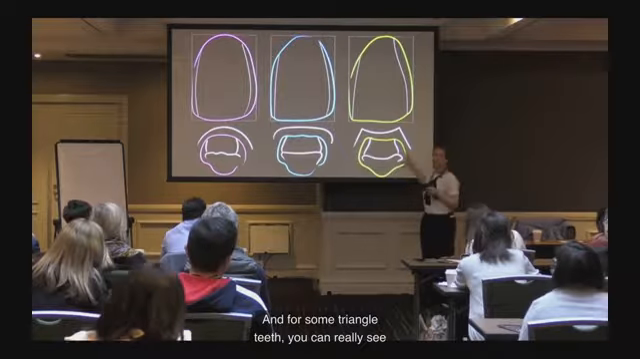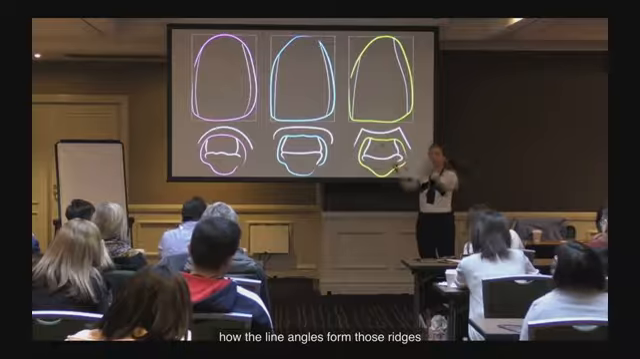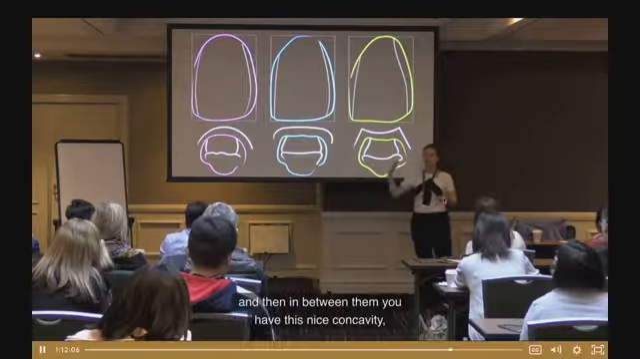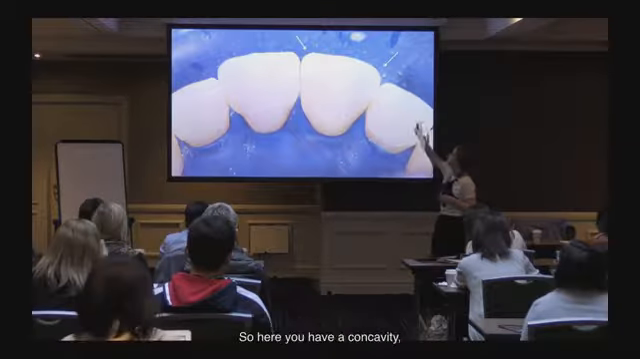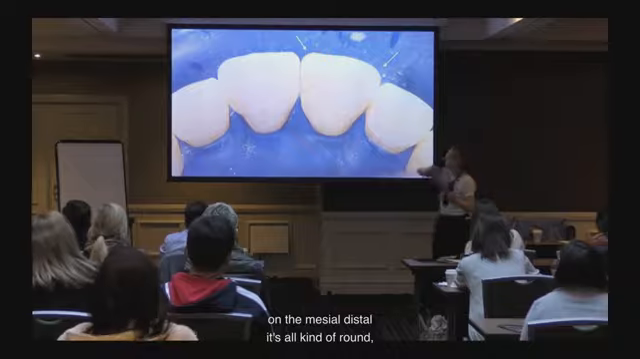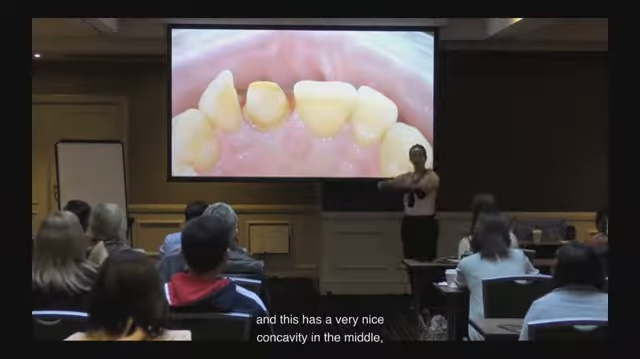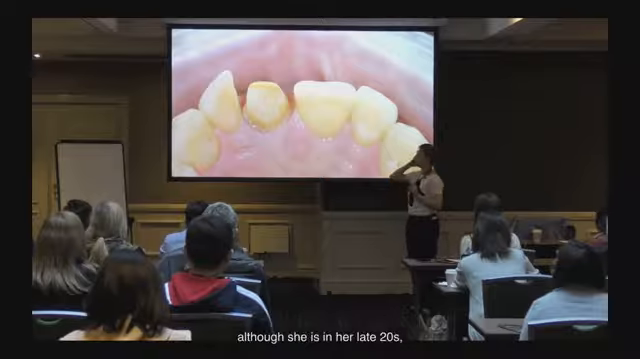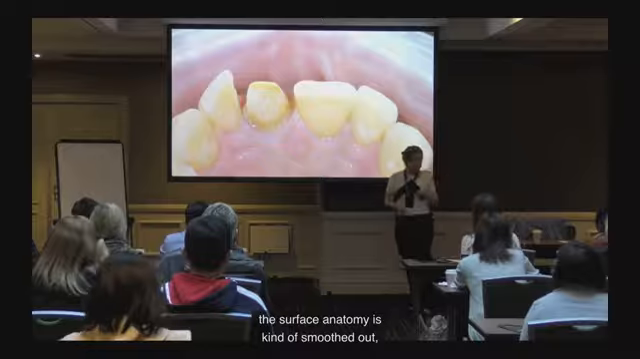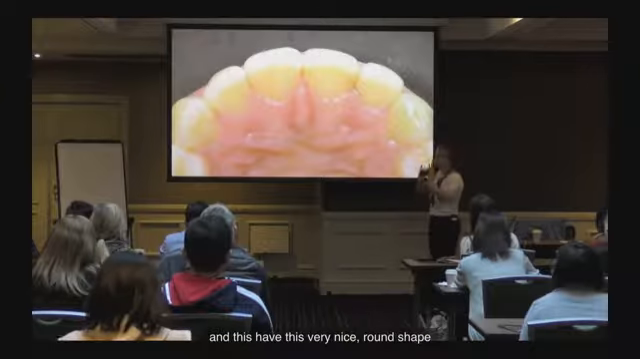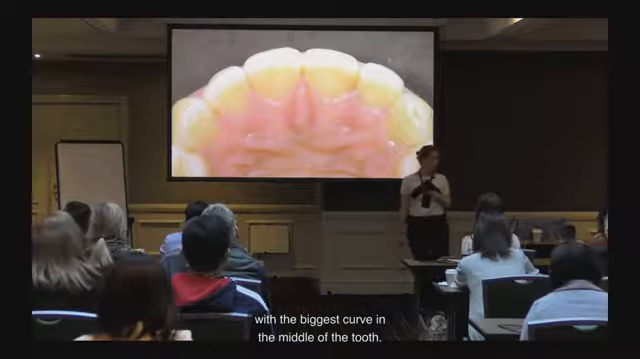And for some triangle teeth, you can really see how the line angles form those ridges, and then in between them you have this nice concavity. And it's very nice to see that in the natural dentition. So here you have a concavity on the mesial, distal is all kind of round, and this has a very nice concavity in the middle, although she's in her late 20s. The surface anatomy is kind of smoothed out, and these have this very nice round shape with the biggest curve in the middle of the tooth.